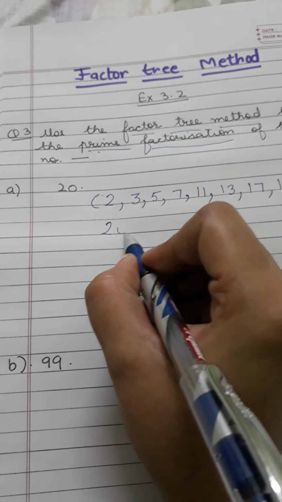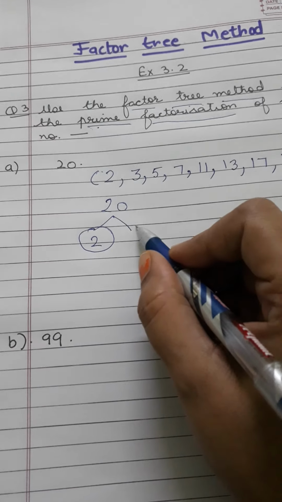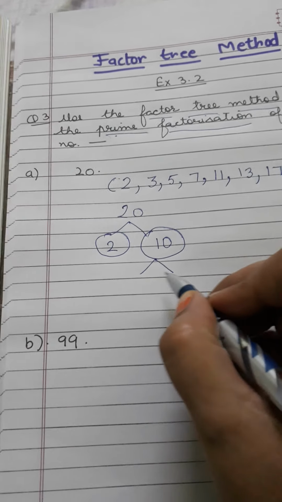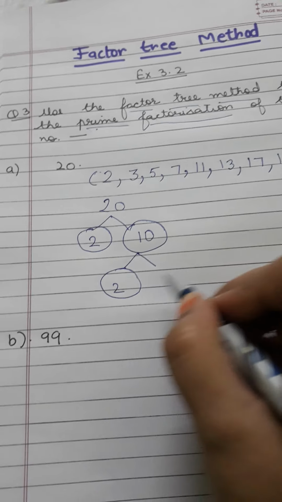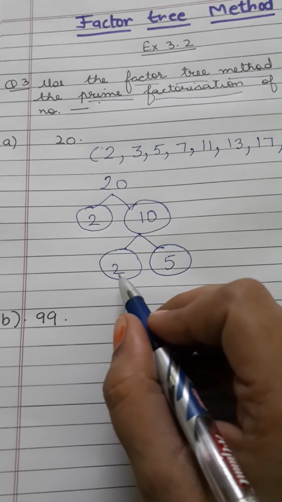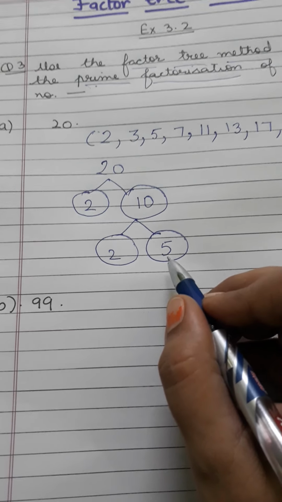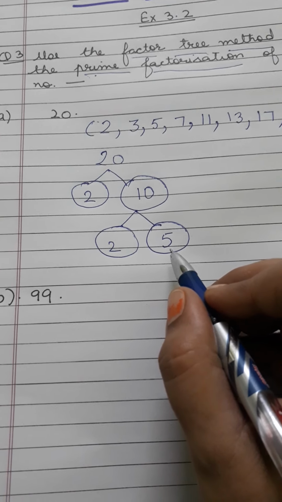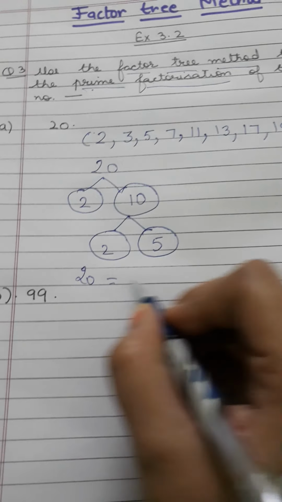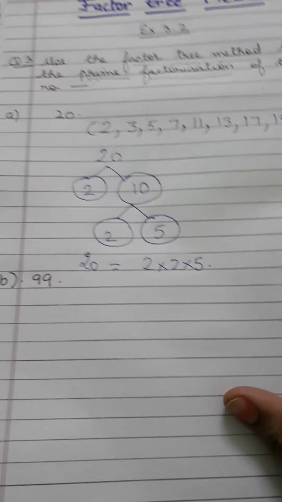Now 20 is divisible by 2. Yes, 2 here, and what will I write here? 2 tens are 20. Again 10 is divisible by 2. When it is divisible by 2, 2 fives are 10. Now 2 is also a prime number and 5 is also a prime number. So here we will stop our question. So prime factorization for 20 is 2 multiplied by 2 multiplied by 5.